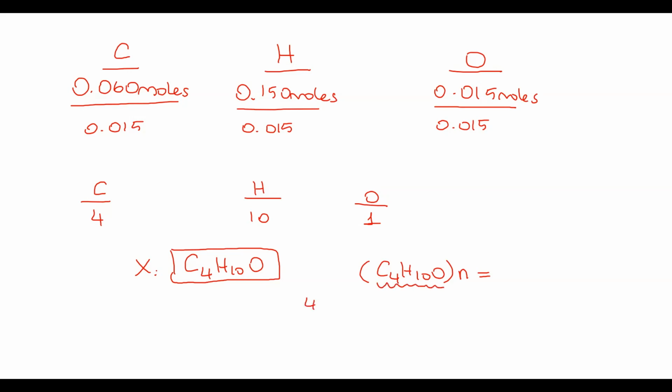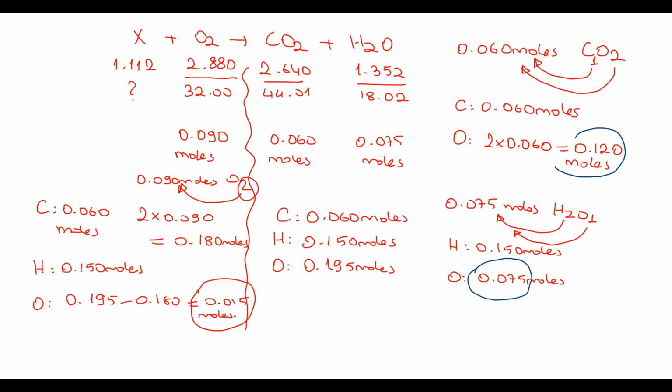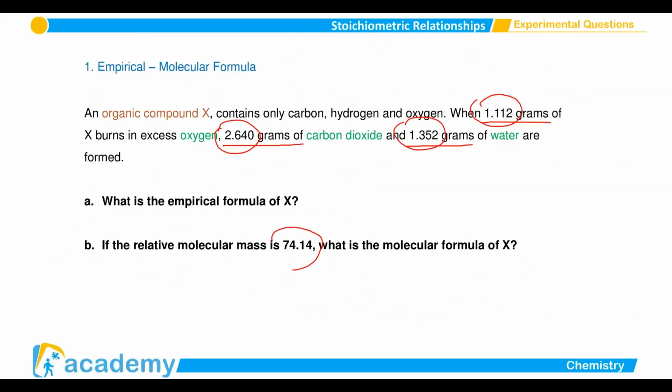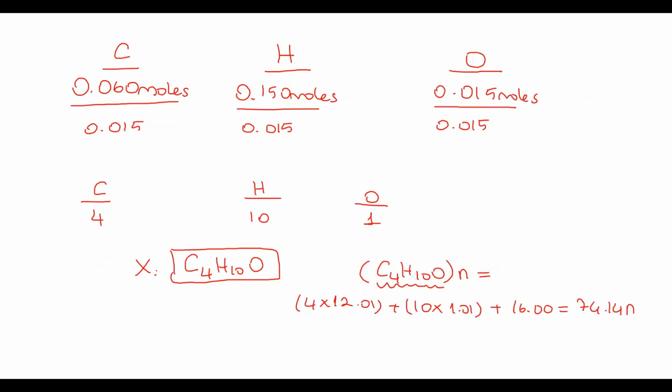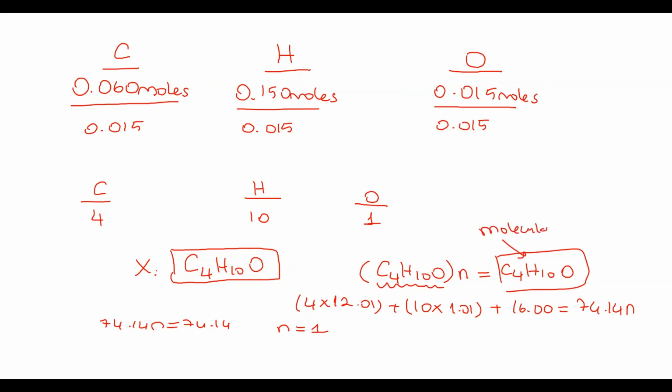And let me do it for you. 4 times 12.01 plus 10 times 1.01 plus 16. And what do we have? We have 74.14 n. And the question says the molar mass is 74.14. So if the molar mass is 74.14, then n must be equal to 1. So it means the molecular formula is the same as the empirical formula for this question. So this is the molecular formula, and this one is the empirical formula.